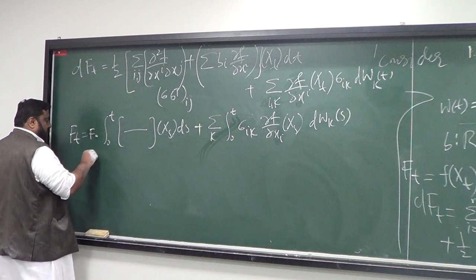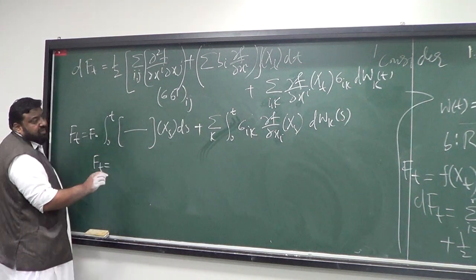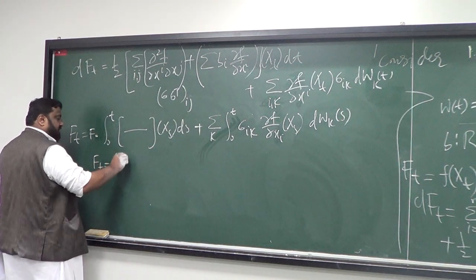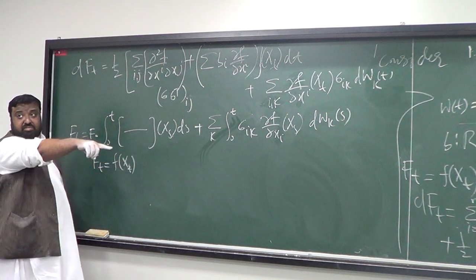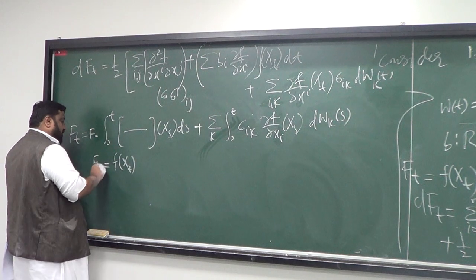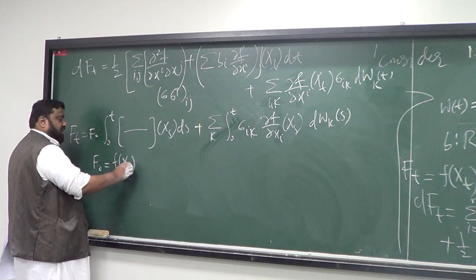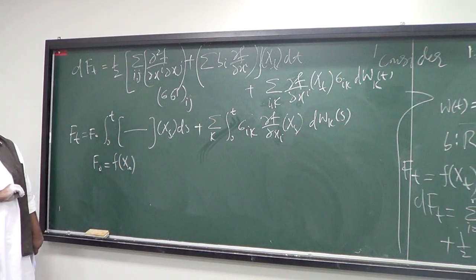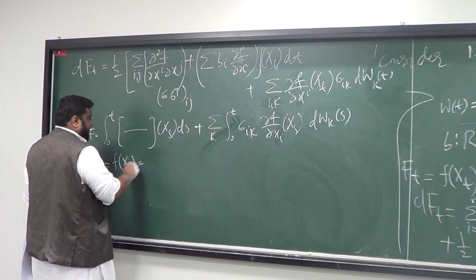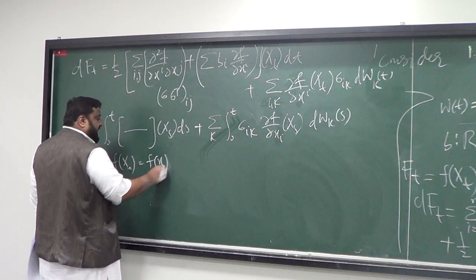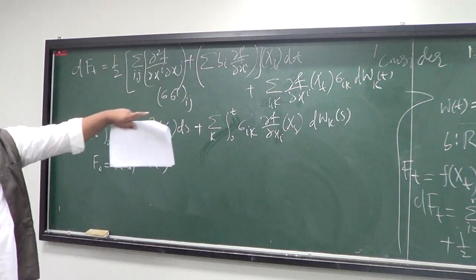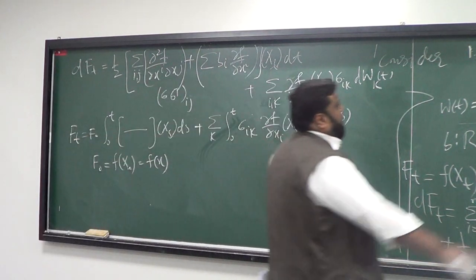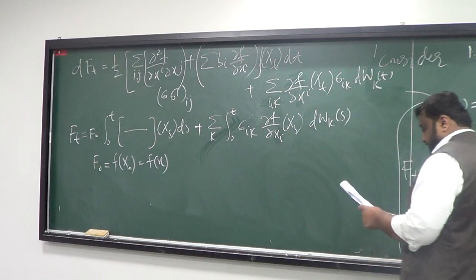Okay. First of all, what was f_t? f_t was f of x_t, right? Yes, start with that. So what would be f_0? It's going to be simply x_0. And f of x_0 is going to be simply f of x actually, because we have treated x_0 to be x. Let's call this only x.